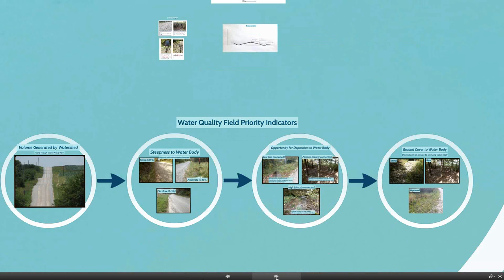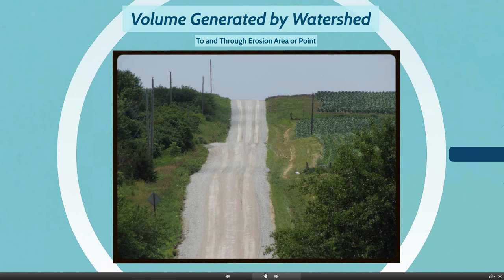The key indicators, though, for scoring the site for impacts to water quality are these that I'm going to go through now, and this is how each road erosion site is ranked for impacts to water resources. The first parameter that we look at is volume, and it's the volume generated by the watershed that runs to and through the erosion area or point.